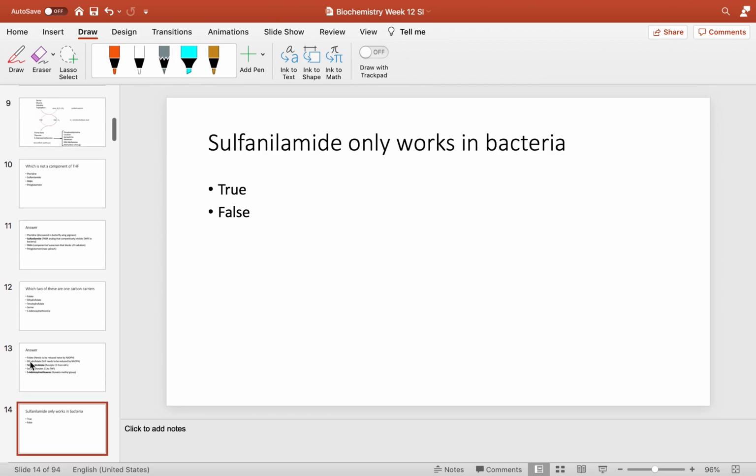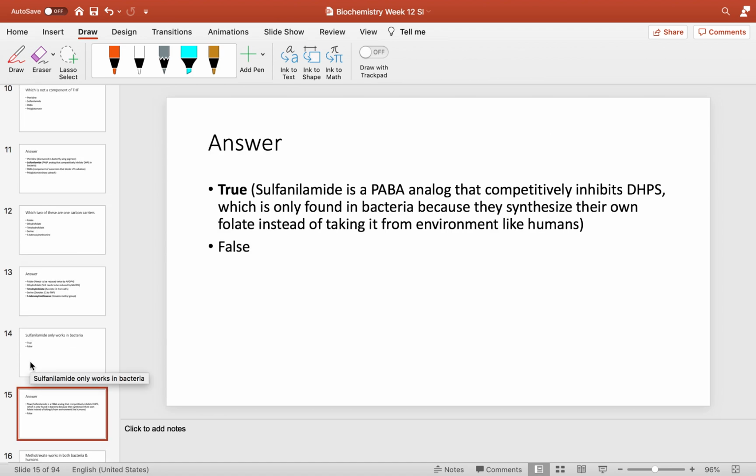Alright, here's a true and false question. Sulfanilamides only work in bacteria. True or false? So this answer is actually true, because remember, sulfanilamide is a PABA analog that inhibits pteridine synthetase. This enzyme is only found in bacteria because bacteria cannot take folate from the environment, so they have to synthesize it de novo rather than taking it from the environment like humans do.